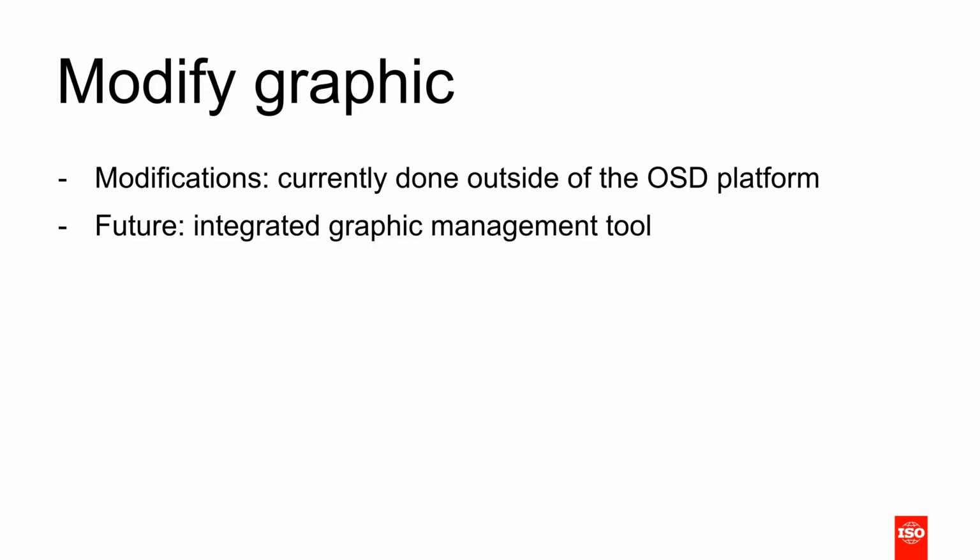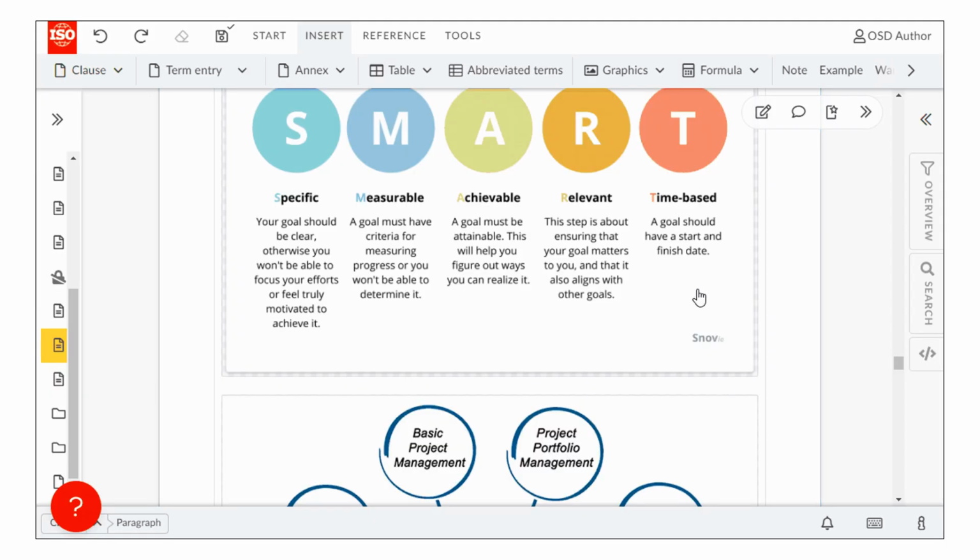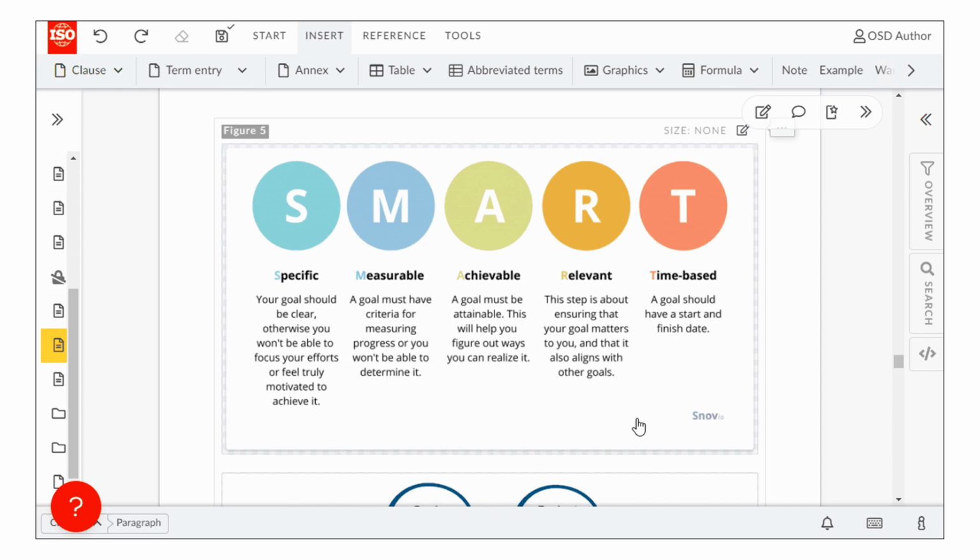Any modifications to a graphic in the draft for now must be done outside of the OSD platform. In future, we plan to integrate the platform with a graphic management tool. It is not possible to modify an image itself in a graphic from within the OSD platform. You would have to modify the image externally in a graphic management tool and upload the image as a PNG file in the library.